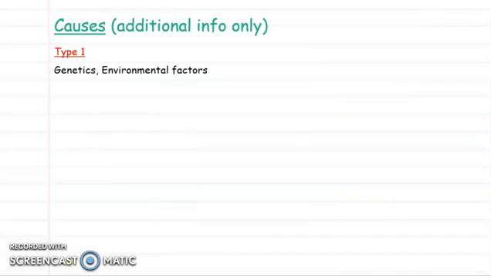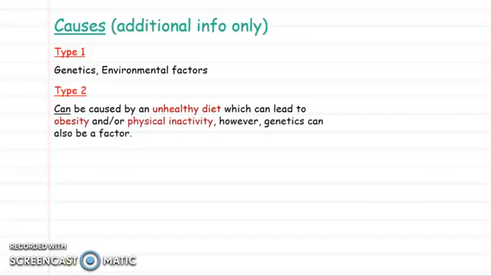Diabetes is the inability to regulate blood glucose level. In type 1 diabetes, there are genetic and environmental factors involved. Type 2 diabetes can be caused by an unhealthy diet, which can lead to obesity and or physical inactivity. However, genetics can also be a factor.